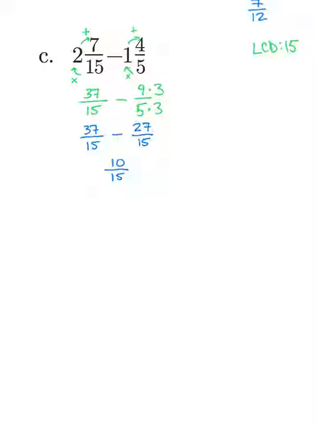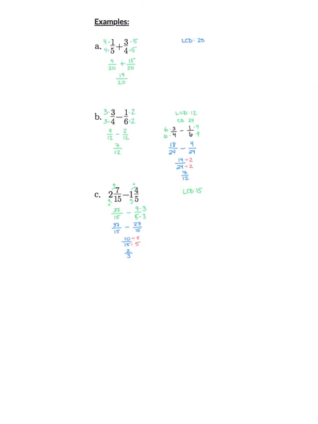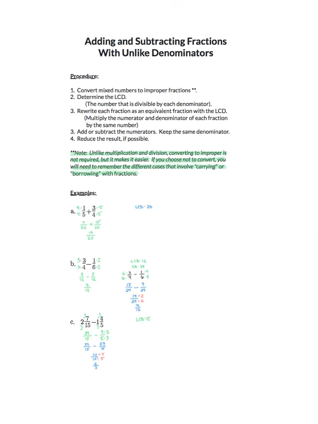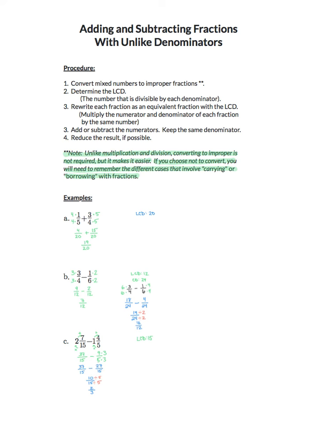And now, can we reduce this? Do 10 and 15 have any common factors? Yes, they do. We can divide both of them by 5. If we do this, we get 10 divided by 5 is 2, and 15 divided by 5 is 3. So note that even when we have least common denominator, occasionally we will have to go ahead and simplify the result. So that takes care of adding and subtracting fractions with unlike denominators.